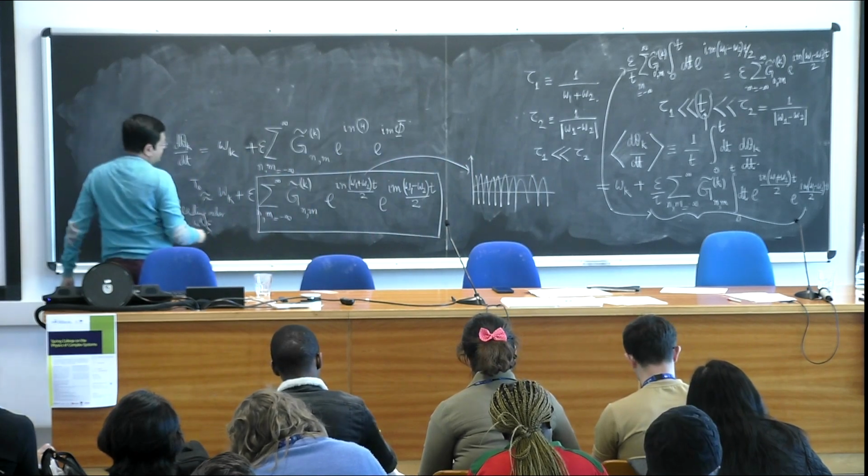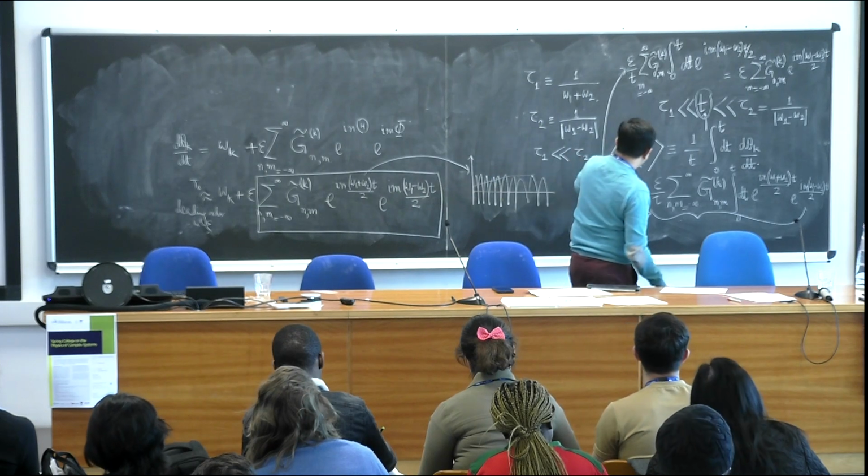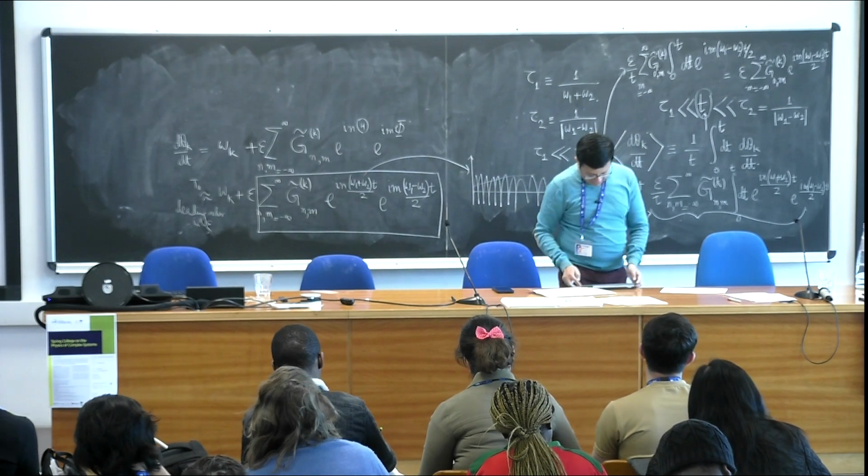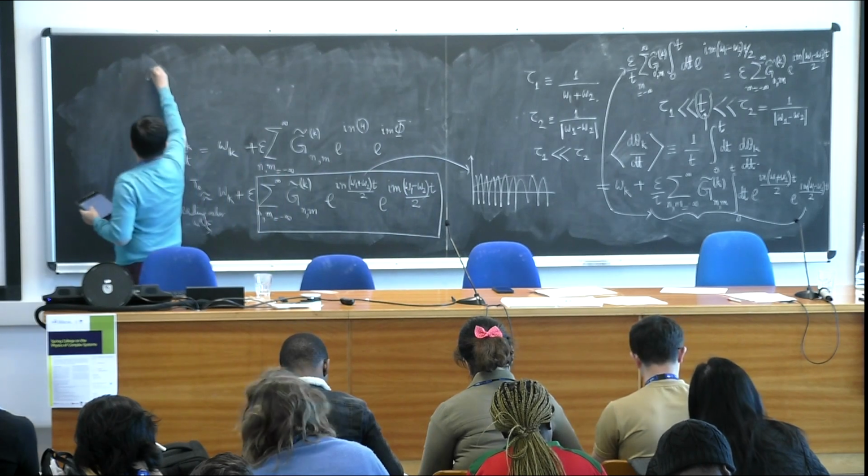So therefore, I end up with an equation which is of the following sort: d theta k dt average is equal to, and I am almost done, not with the lecture but at least with the derivation.